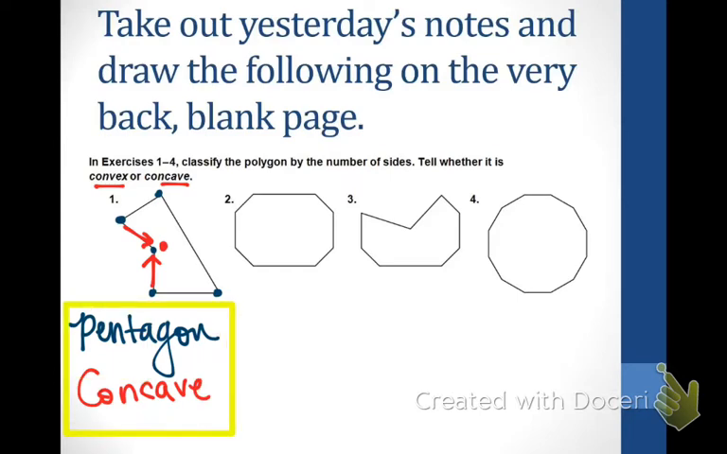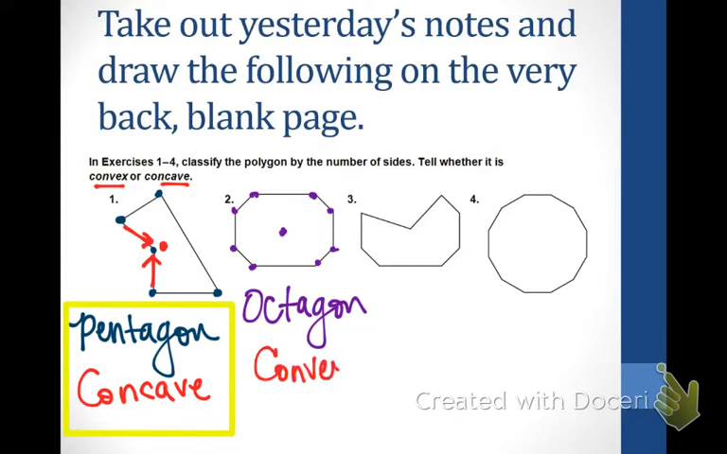Number 2, again, we're going to count the corners. 1, 2, 3, 4, 5, 6, 7, 8. So an 8-sided polygon is called an octagon. Then you want to compare and see if any of these sides come towards the center. None of these do. They all pretty much stay around it. So this would be convex.